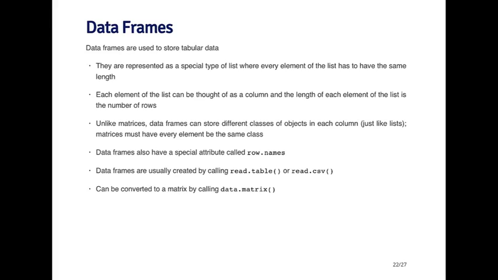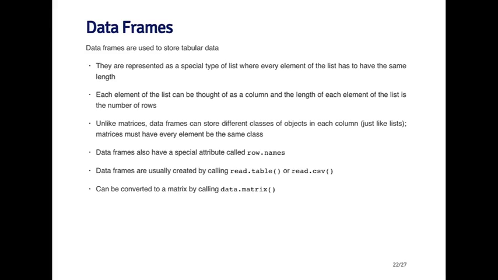Data frames are basically represented as a special type of list, where every element of that list has the same length. So you can think of each column of the data frame as an element of the list, and of course, in order to be a table, every column has to have the same length. However, each column doesn't have to be the same type. The first column could be numbers, the second column could be a factor, the third column could be integers, the fourth column could be logicals. It doesn't matter what the different types are. Unlike matrices, which have to store the same type of object in every single element of the matrix, data frames can store objects of different classes.